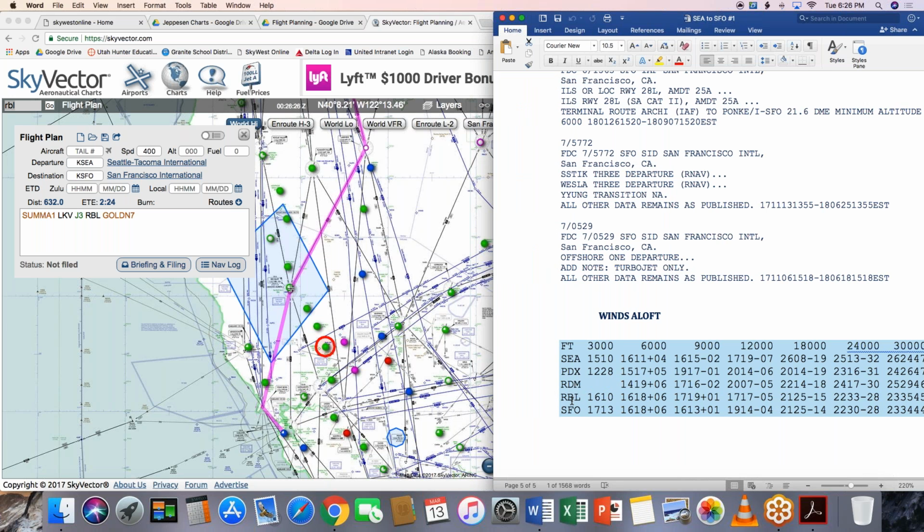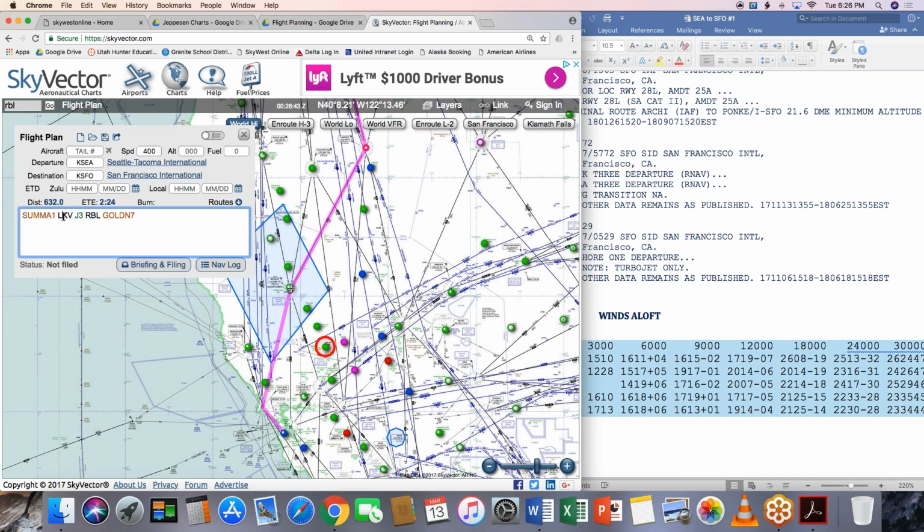Because I don't know why I have Lakeview here. You've got Lakeview on your chart? Yeah. I mean, that's a VOR that I have, but what you have too, Garrett. Oh yeah, Lakeview, and Lakeview's right here.